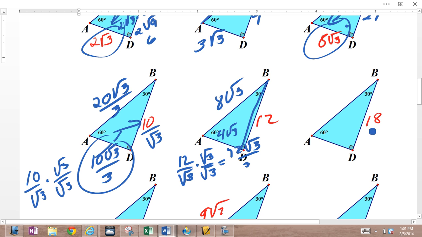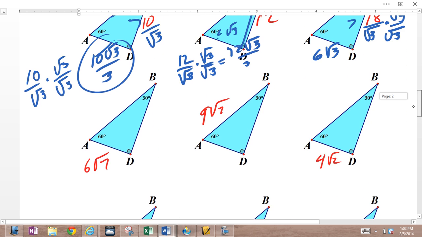When the long side, that's the side opposite to 60, is given, to get the short side, we must divide by root 3. But when you divide by root 3, you need to rationalize. So you need to multiply by root 3 over root 3. That would give us 18 root 3 over 3, which gives us this side is 6 root 3. That's the side opposite the 30, the side AD. Doubling that will give us the hypotenuse 12 root 3.